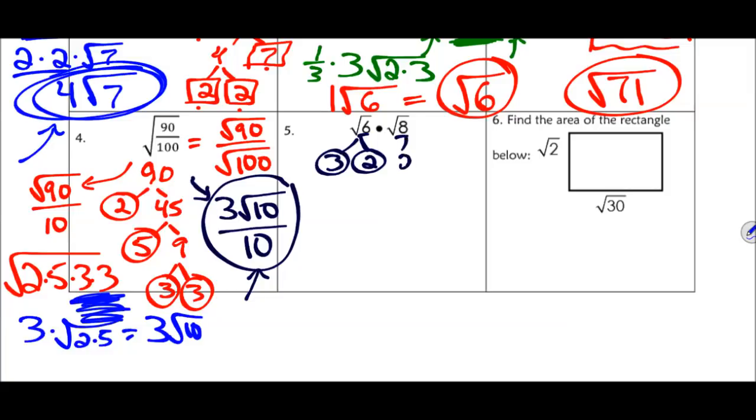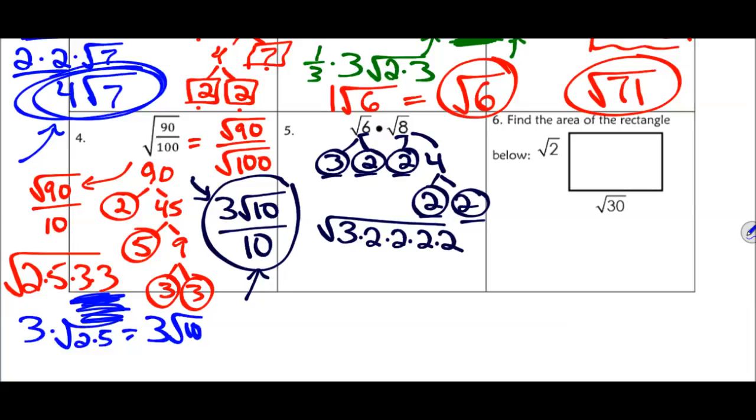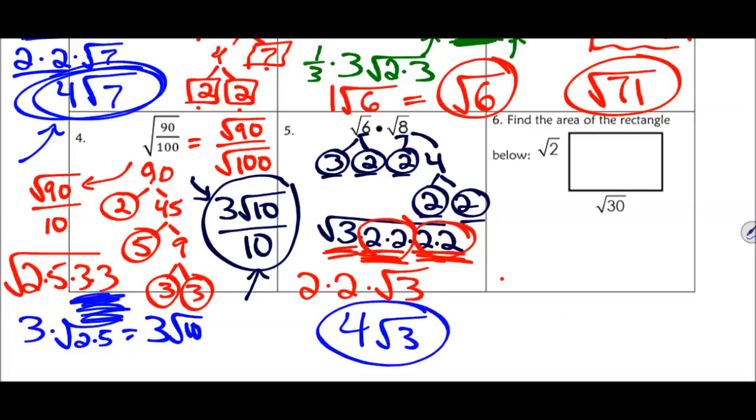And 8 factors into a 2 and a 4. And 4 can continue factoring into 2 2's. So when I multiply all of this stuff together, I really have the square root of 3, 2, 2, 2, 2. That gives me 2 pairs of 2's that are going to come to the outside. One of these is going to come out. One of these is going to come out. That gives me 2 times the square root of that 3 did not find anybody to pair up with, so he stays on the inside. And then to finish simplifying, I just multiply 2 times 2 to get 4. And the square root of 3 is still left on the inside of that square root symbol.